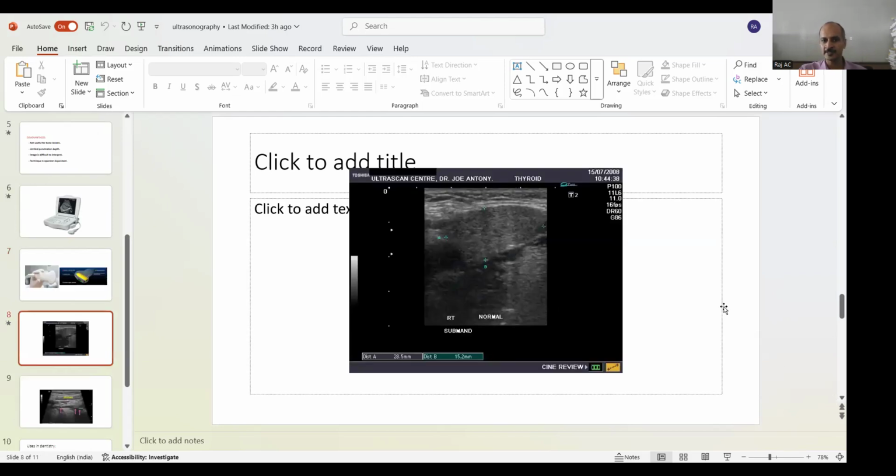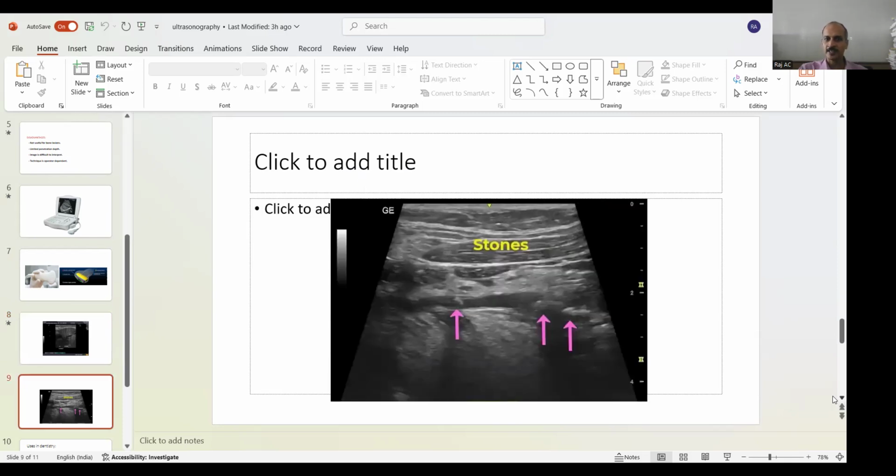So an image may be something like this, ultrasound scanning. And here, a salivary stone. In the salivary duct, you can see hypoechoic and hyperechoic areas. That is the echo created by the sound waves. That is what is depicted on the computer screen.